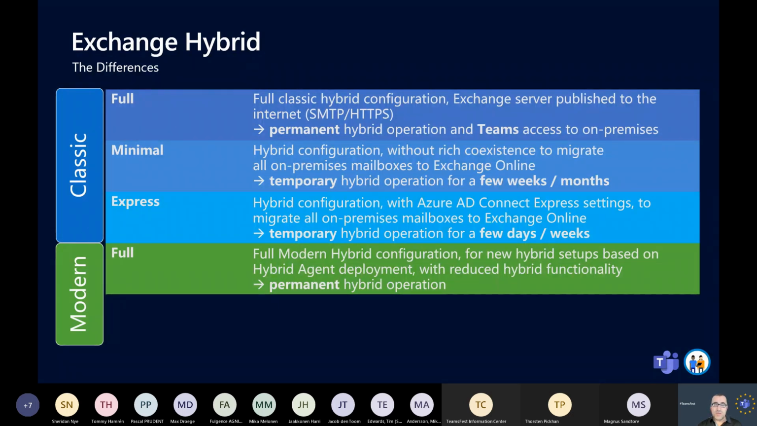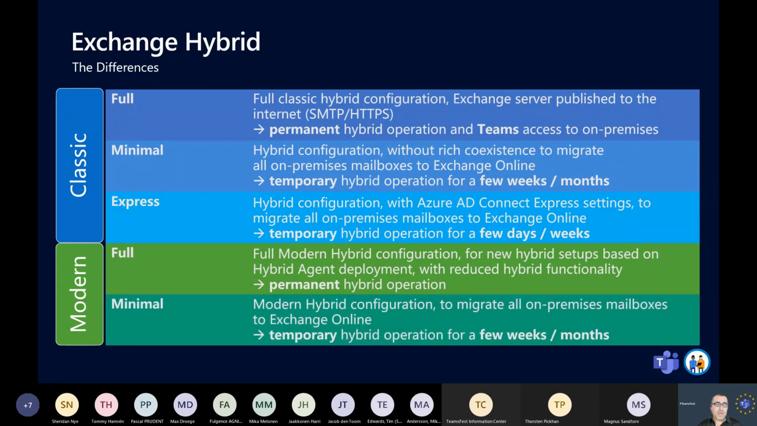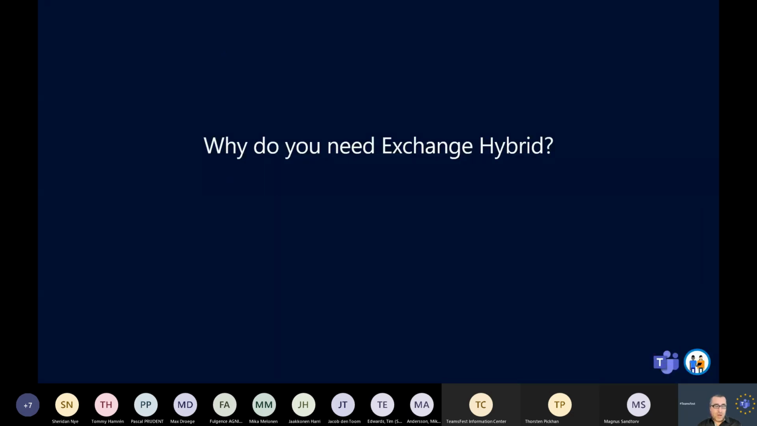You're good to go to use the full modern hybrid model if you do want to just establish a hybrid mode of operation for your Exchange organization and you're not interested in Teams using on-premises mailboxes. Modern does have a second mode available, which is Modern Minimal, which again is for migrating all of your on-premises mailboxes to the cloud. So it's just for a temporary hybrid operation.